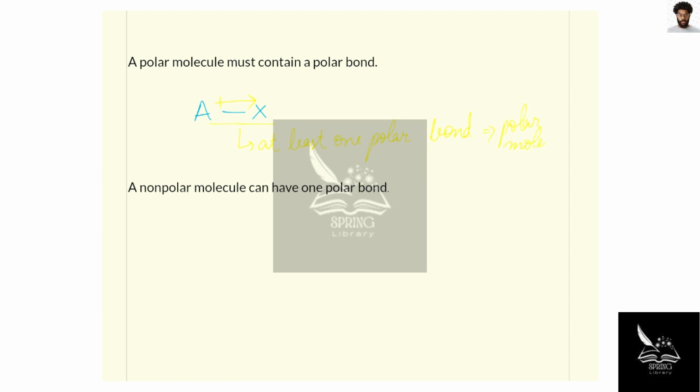Here they have talked about a polar molecule that must contain a polar bond; must contain is the condition. We know at least one should be there, and if it is more than one, we'll see about that. But at least one polar bond should be there. So in every polar molecule, there are polar bonds. This statement is correct, and this is the answer for the third part.